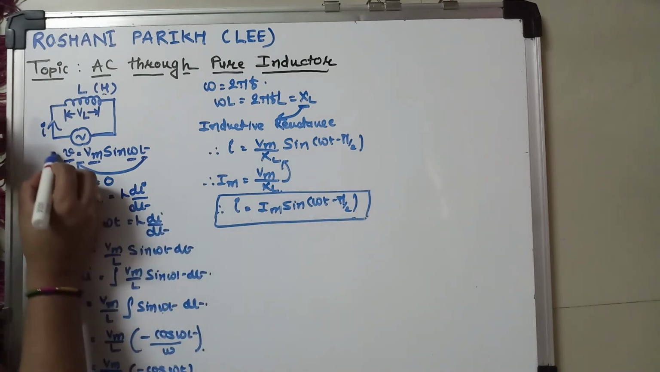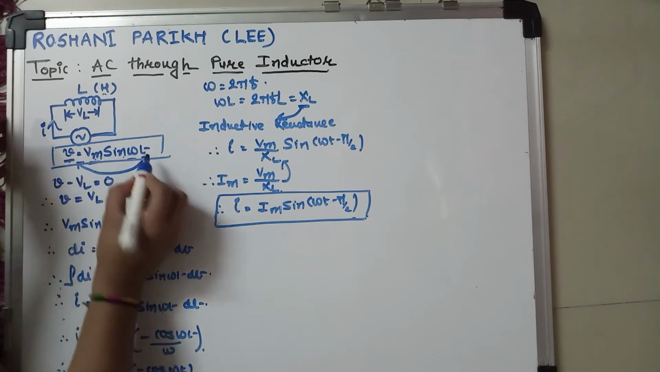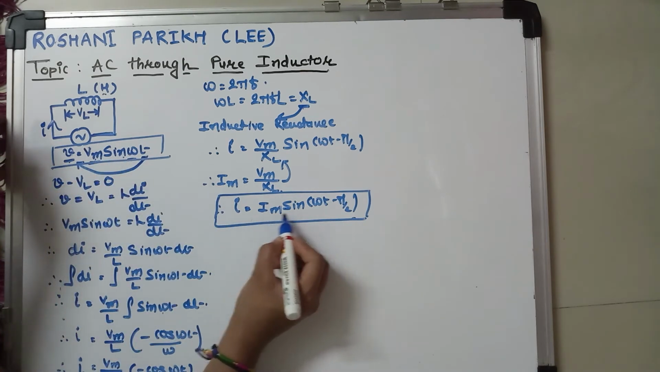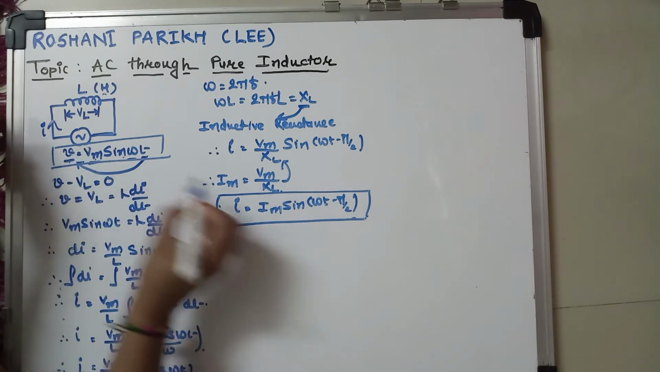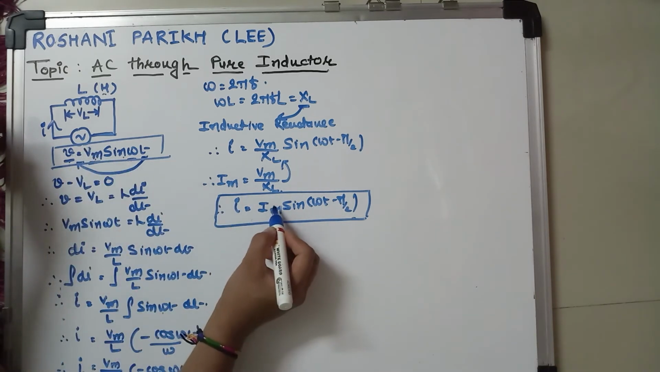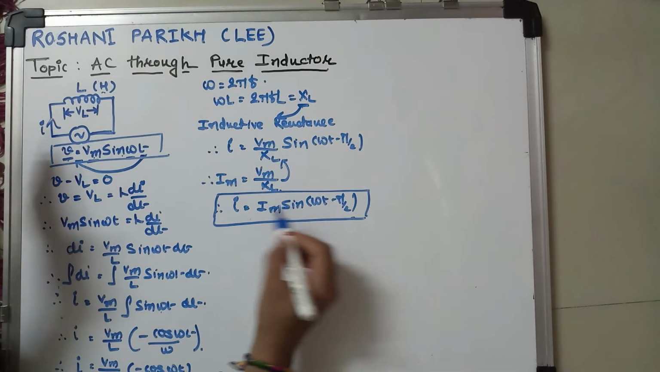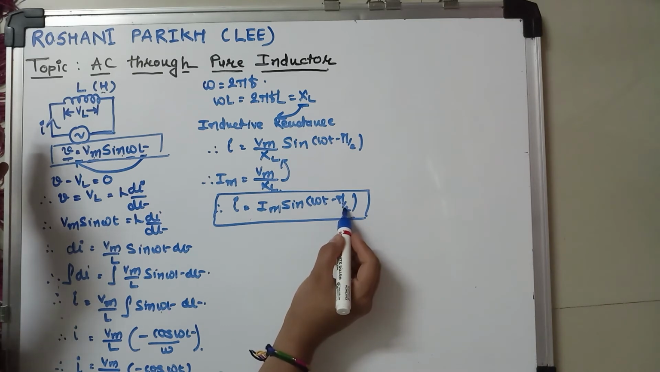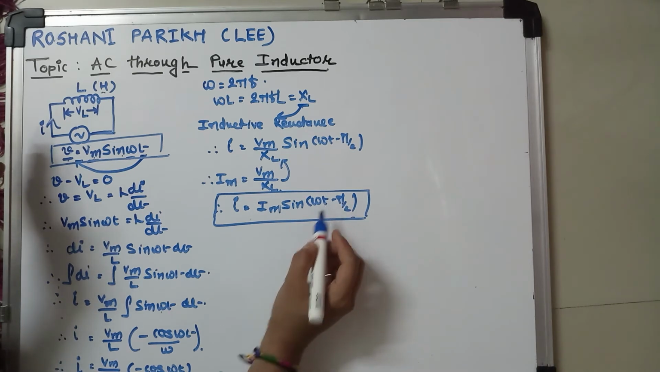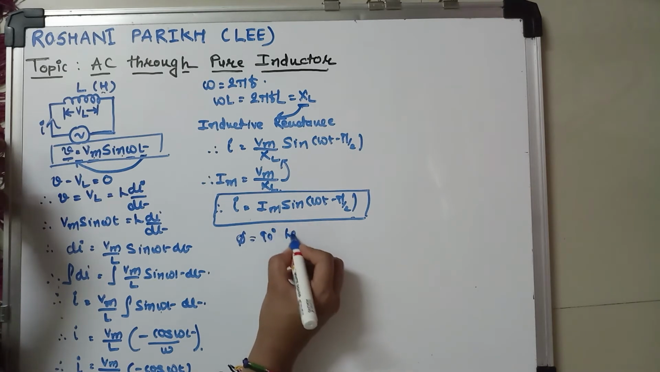Now equate the equation for the current and the voltage. V is equal to Vm sin omega t, I is equal to Im sin omega t minus pi by 2. Equate both the equations. So see here, there is a phase difference of pi by 2, meaning your current has minus pi by 2. Pi by 2 is 90 degrees. So phase difference phi is equal to 90 degrees lagging.